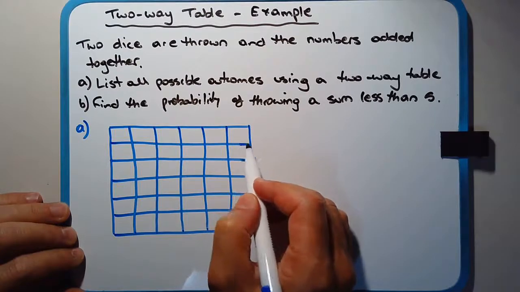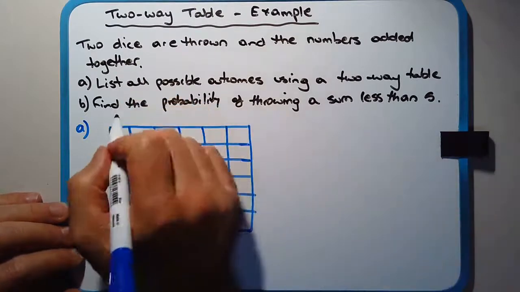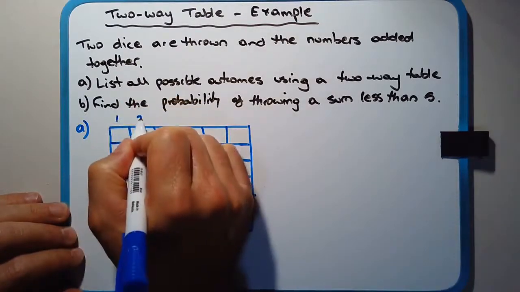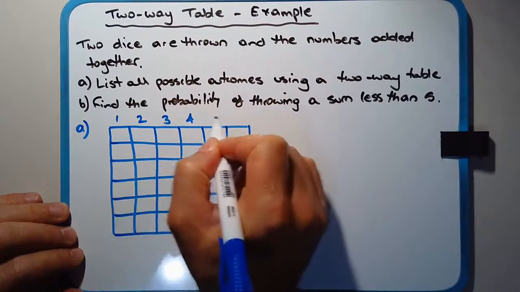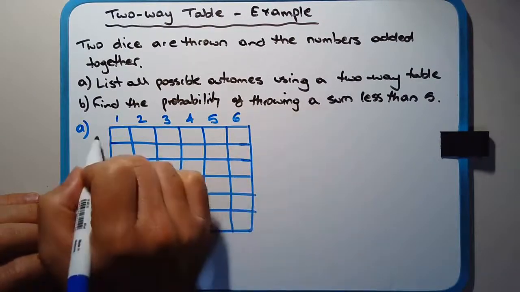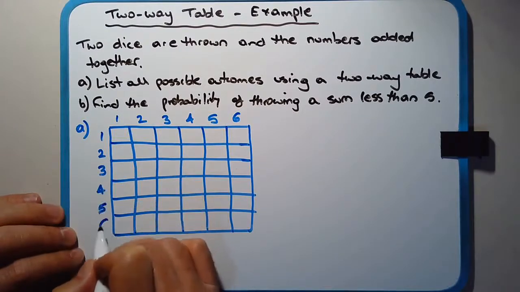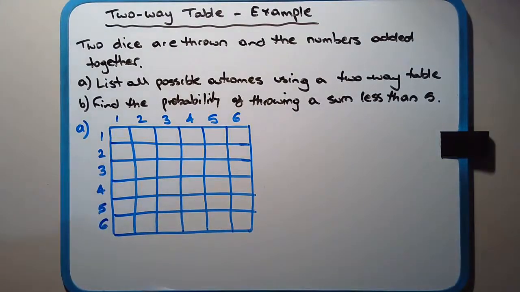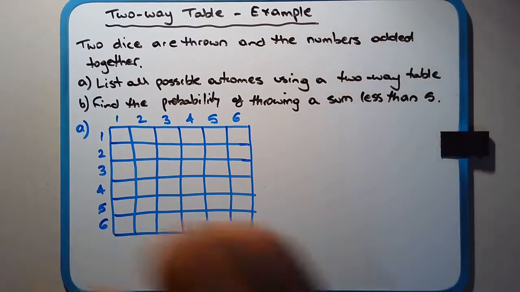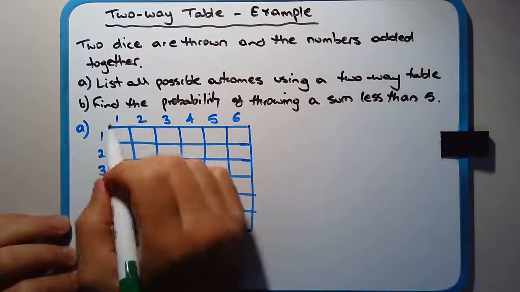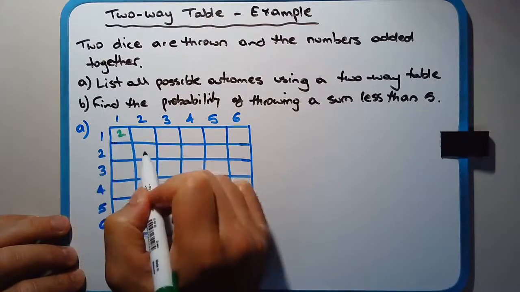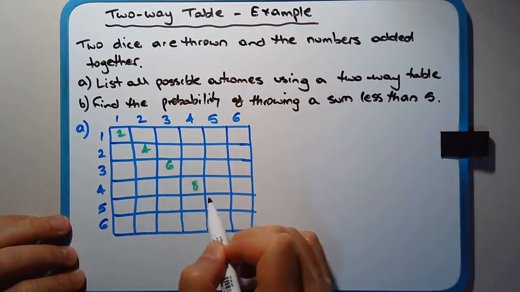And what I could do is just put the numbers up here. So 1, 2, 3, 4, 5, 6, and 1, 2, 3, 4, 5, and 6. And then what we'll do is add up the two dice. So 2, 4, 6, 8, 10, 12.